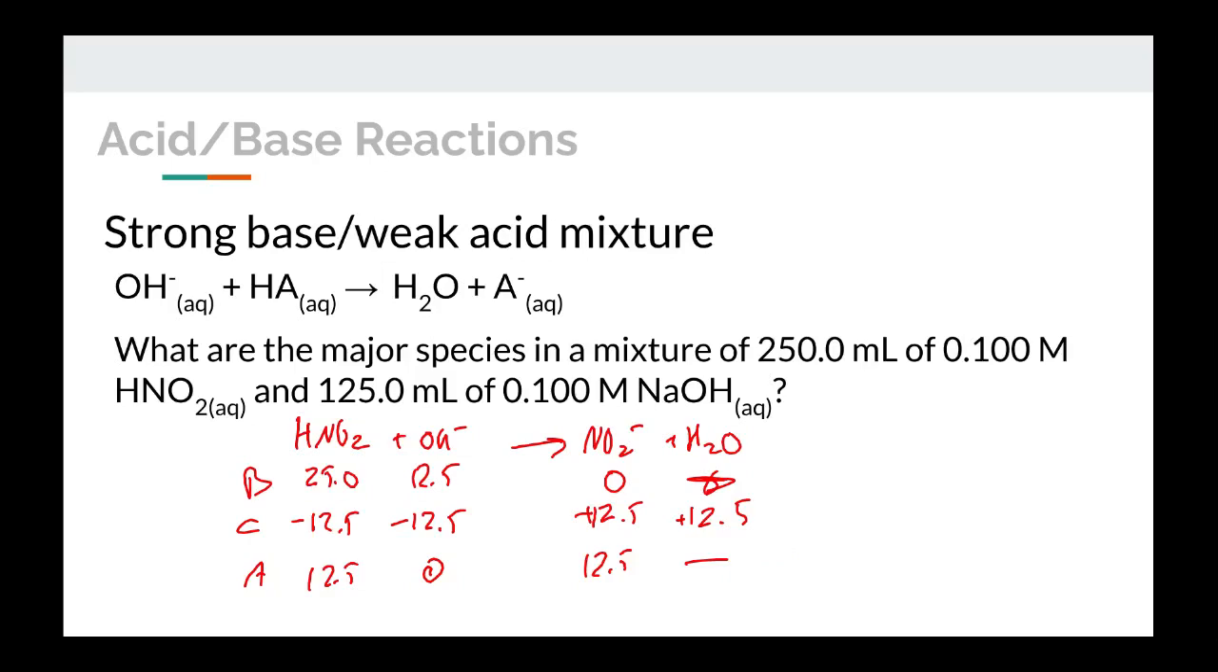Now, it's not true that there's no OH minus present because NO2 minus is a weak base, and so it is going to produce a tiny amount of OH minus, but not very much. So the major species here are, of course, water, and we have the sodium from the sodium hydroxide, that's a spectator, and we are still going to have some HNO2 left, and we are still going to have some NO2 minus left in this mixture.